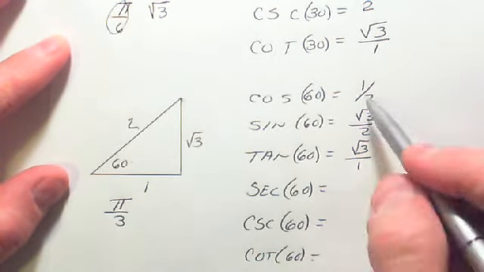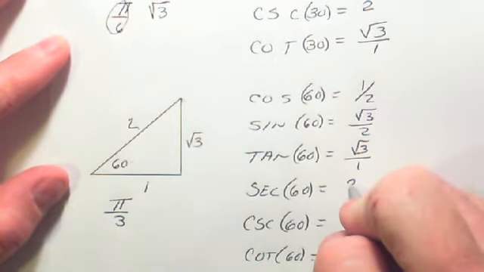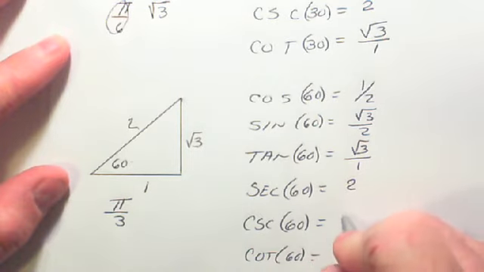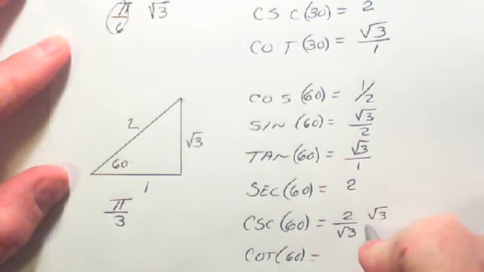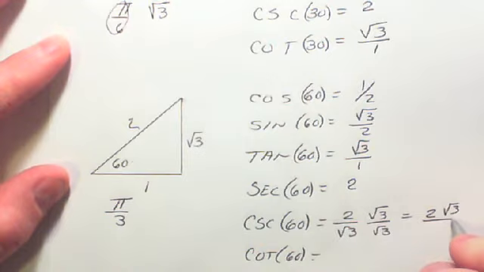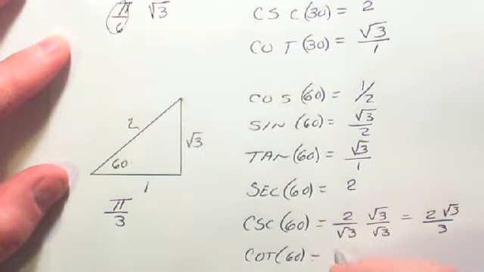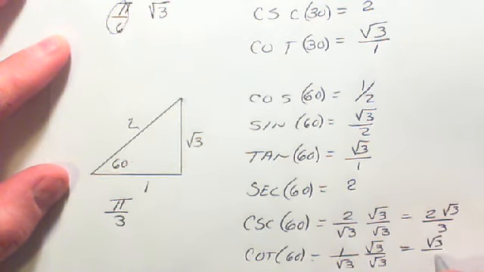The secant, the same thing as flipping the cosine, 2. The cosecant, same thing as flipping the sine. Again, you want to get rid of the radical on the bottom, square root of 3 by square root of 3. That's going to give you 2 times the square root of 3 over 3. And the cotangent is flipping the tangent. So I get 1 over the square root of 3, multiplied by the square root of 3 by the square root of 3. That's going to give me the square root of 3 over 3.